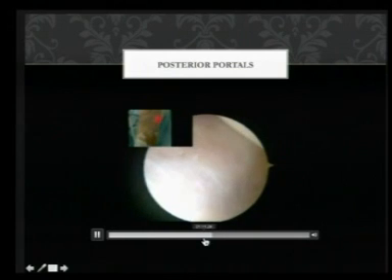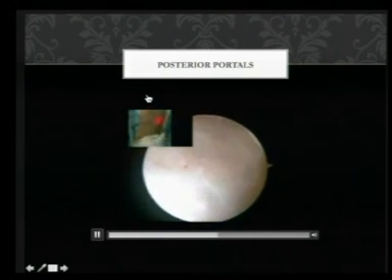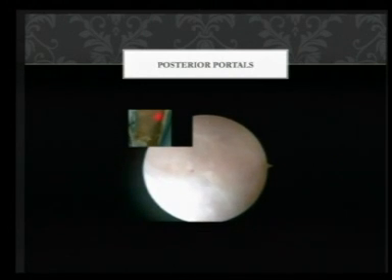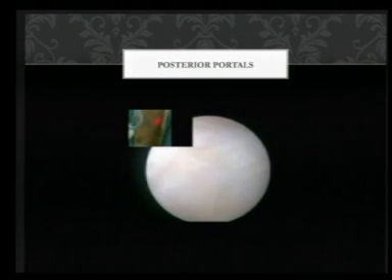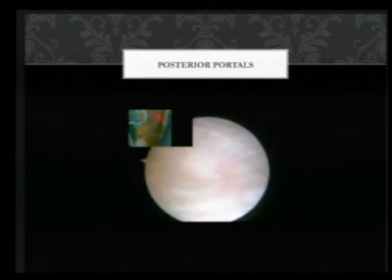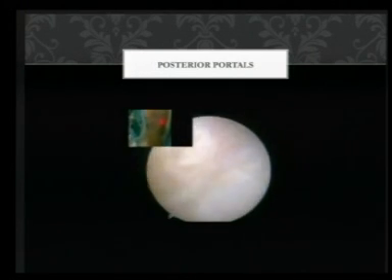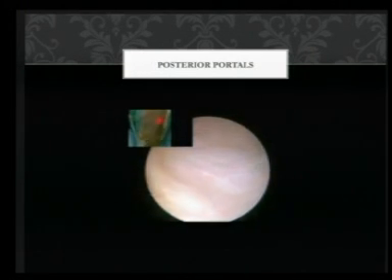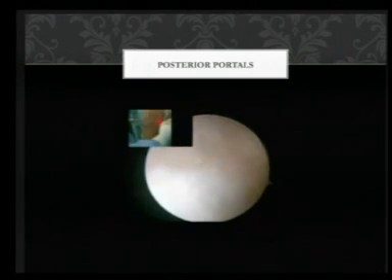When it comes to the posterolateral compartment, you come with your scope from the anterolateral portal, and between the condyle and the ligament you go to the posterolateral compartment. The posterolateral compartment is much smaller than the posteromedial compartment, so you have to be careful, because on the lateral side you have the common peroneal nerve, and on the medial side you have the saphenous nerve. You have to avoid them.